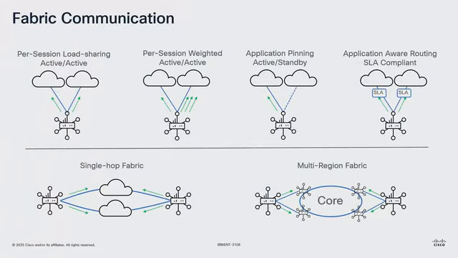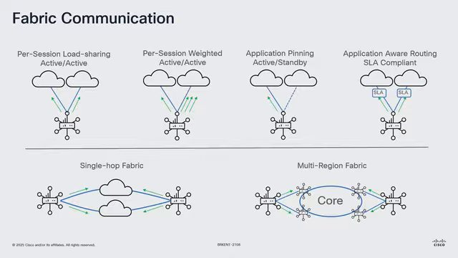Different kinds of fabric communication is possible. Let's say you have a site with two transports. You can set it up in an active configuration, wherein you have sessions and load sharing happening on both. Or you can have it as an active weighted configuration, wherein one link is given more priority, that is more traffic is sent to one link compared to the other link. You can also have application pinning on a particular link, which means you want all the flows from a particular application taking one particular WAN link.